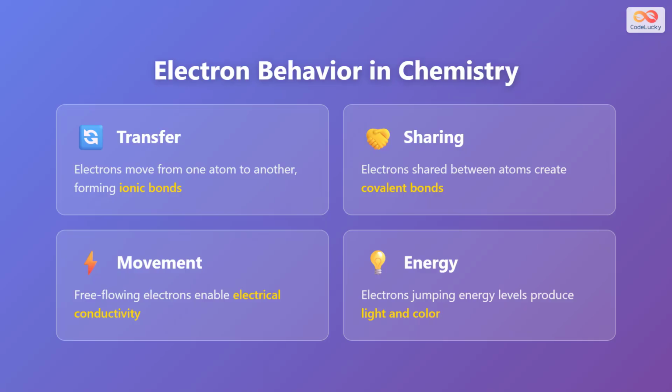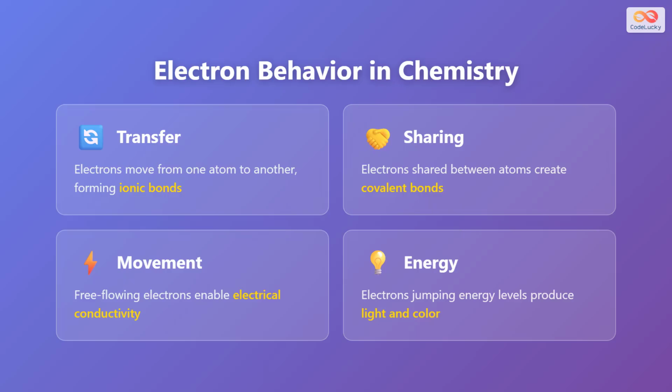Electrons behave in several important ways. First, electron transfer occurs when electrons move from one atom to another, forming ionic bonds. Second, electron sharing happens when atoms share electrons, creating covalent bonds. Third, the movement of free-flowing electrons enables electrical conductivity in materials like metals.